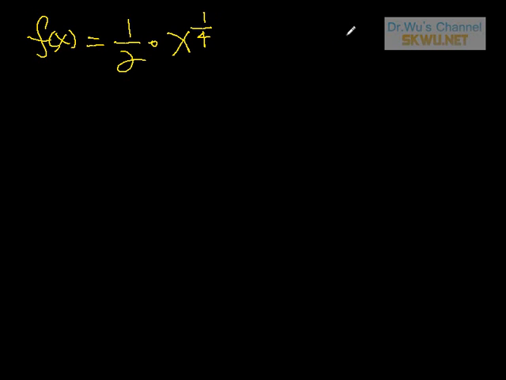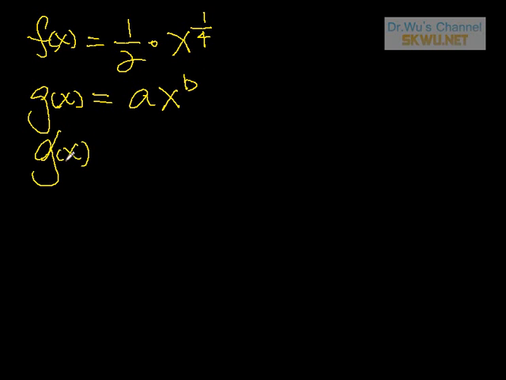Okay, do you remember the general form again? g of x, if g of x is equal to a times x to the power b, then the derivative of g of x is equal to a times b times x to the power b minus 1. Okay, now f of x is equal to 1/2 times x to the a quarter.